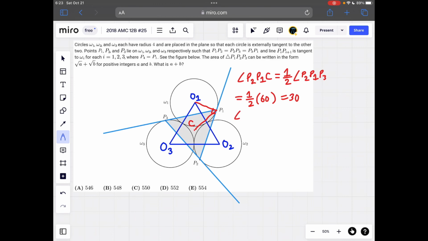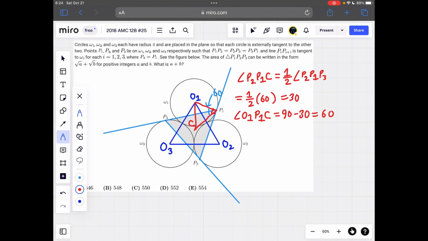So we can get angle O1P1C is equal to angle O1P1P2, which is 90, minus angle P2P1C, which is 30, and that's equal to 60. So it turns out that this angle here is equal to 60. Let's connect O1 and C back, like that. Now, we also know some other stuff about triangle O1P1C. We know two of its sides.